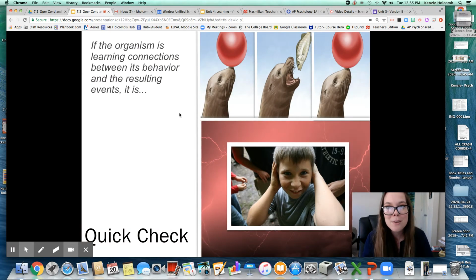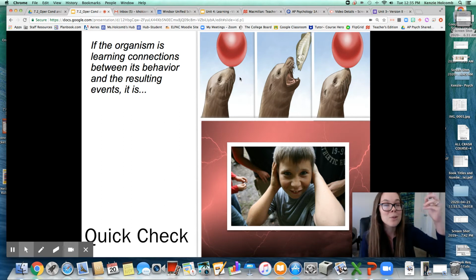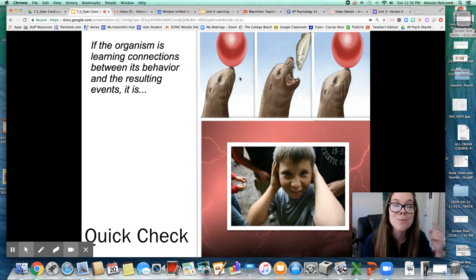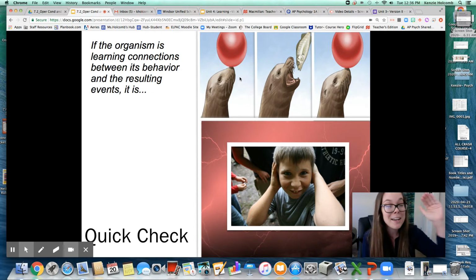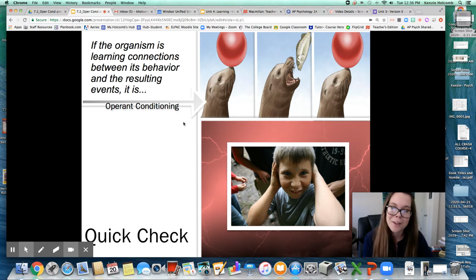So again, just a few little reminders. These are ways that we learn our connections between behavior and the resulting events. Remember, the seals are choosing to put the ball on their nose in order to get the desired consequence, which is a fish. And so they're going to do it more and more often. So that's operant conditioning.